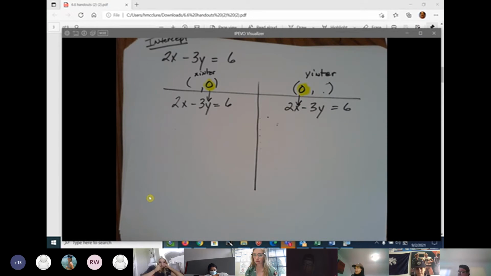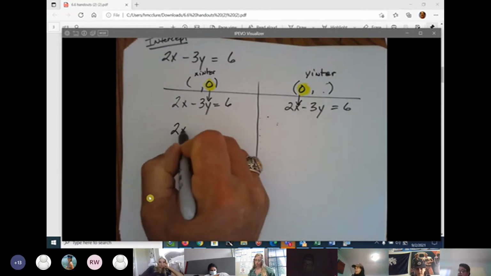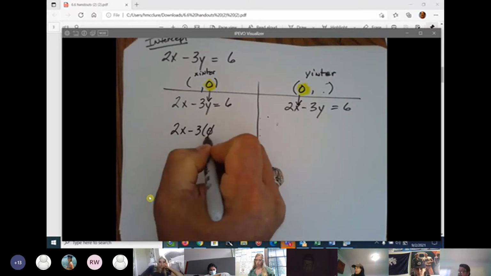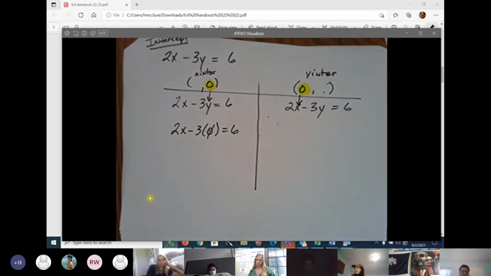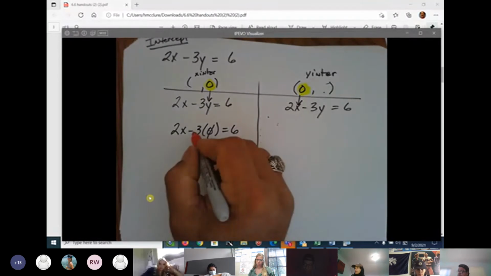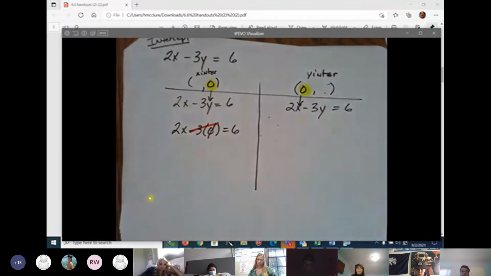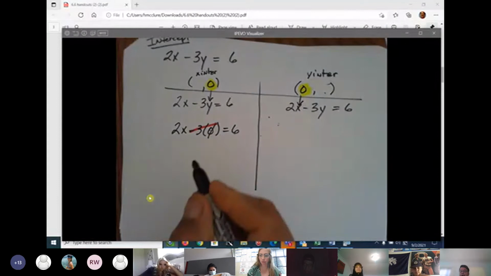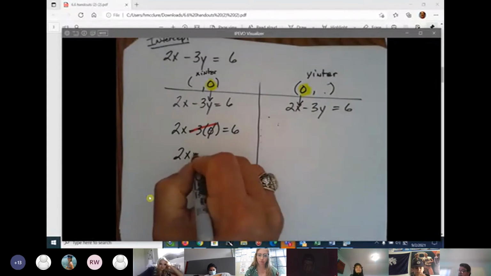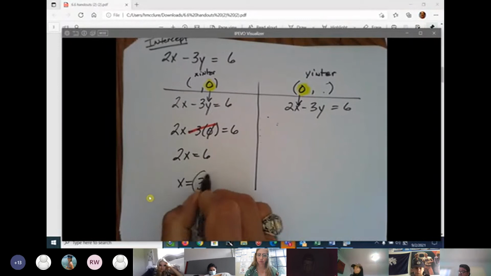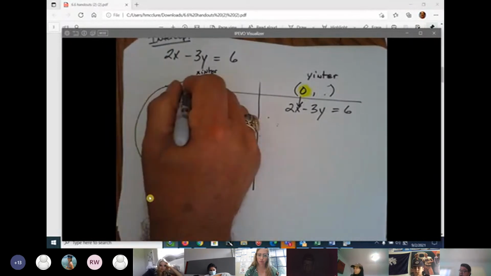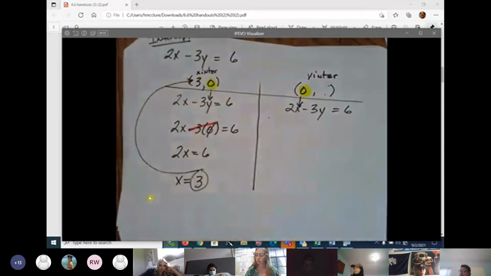All right. So this is going to be 2x minus 3 times 0. And of course, y'all all know that the 0 does what to the y term? Cancels it out. That's right, class. 2x is equal to 6. X is equal to 3. And that 3 goes right there.